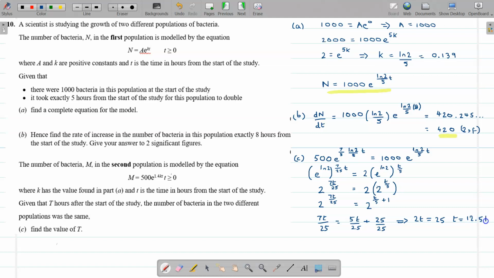Okay, so quite an unusual sort of question, really. But you've really got to be confident and careful about using the rules of indices and really understanding them and how to use them effectively. Okay, next question.